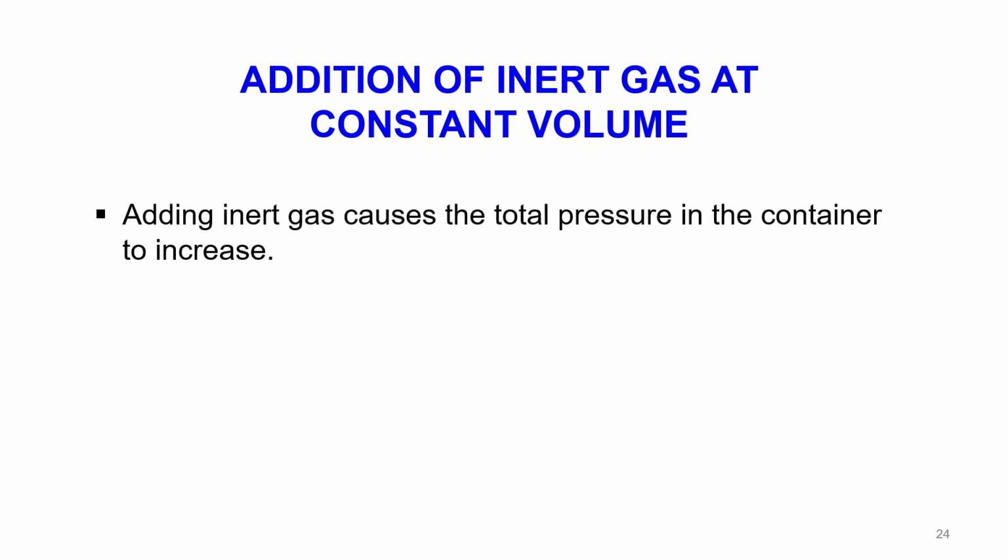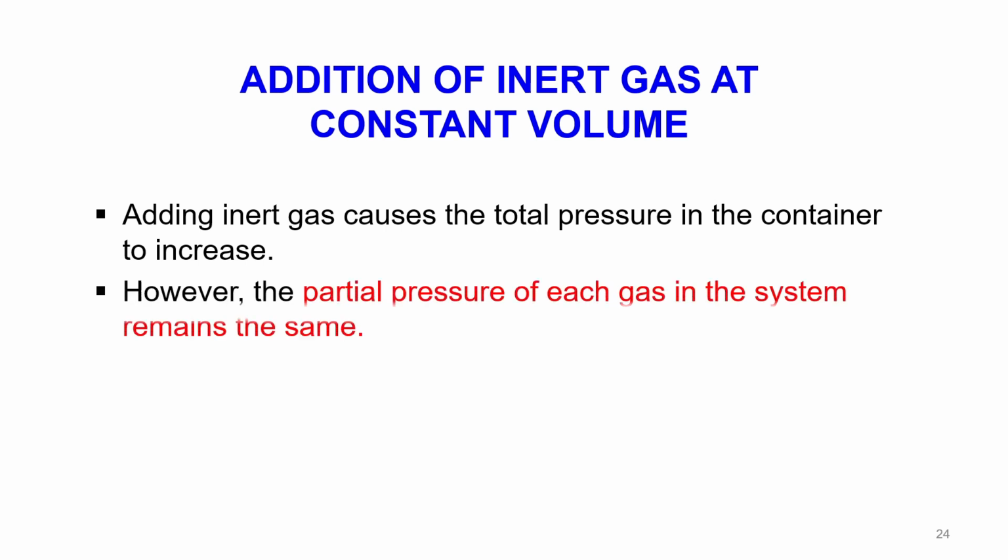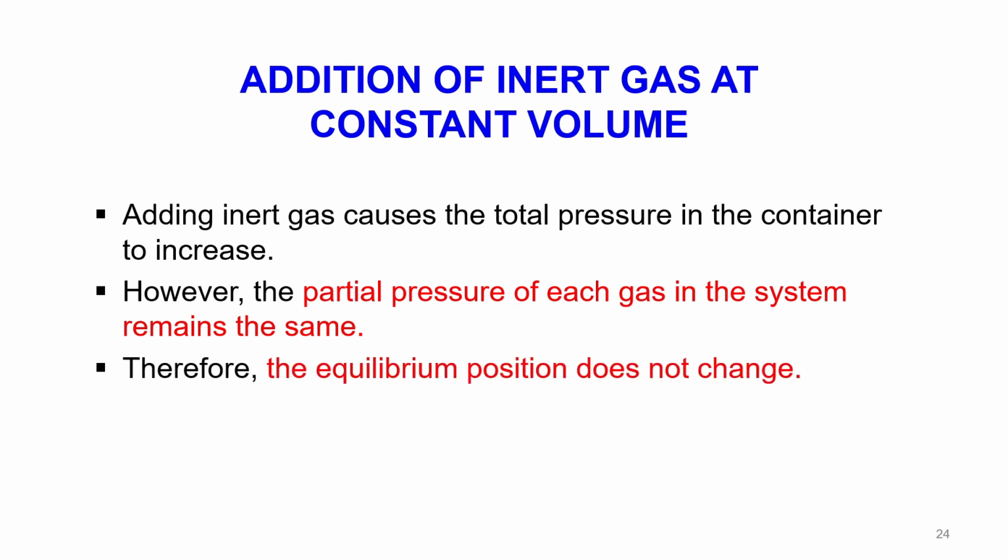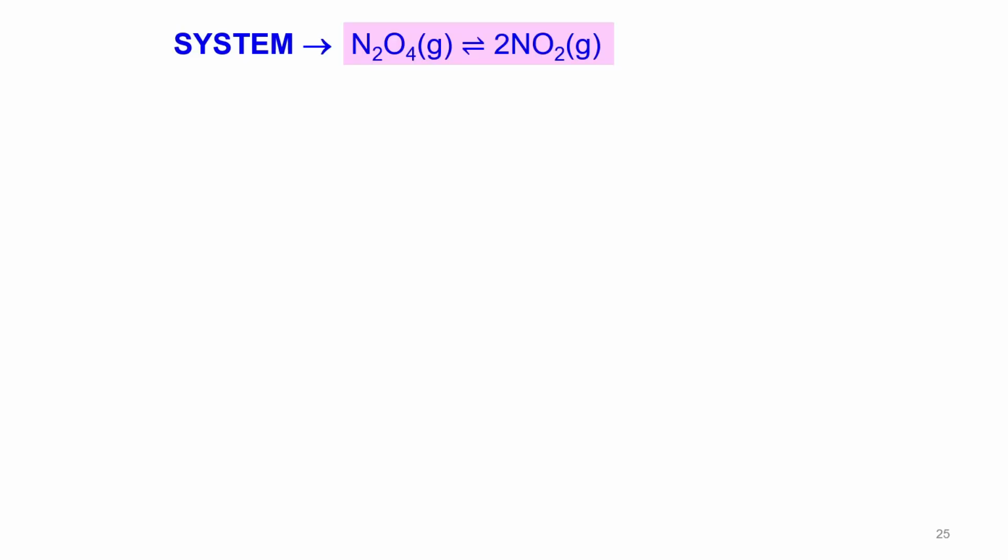Next, addition of inert gas at constant volume. So addition of inert gas causes the total pressure in the container to increase. However, the partial pressure for each gas in the system remains the same, therefore the equilibrium position does not change. Okay, kalau inert gas at constant volume.